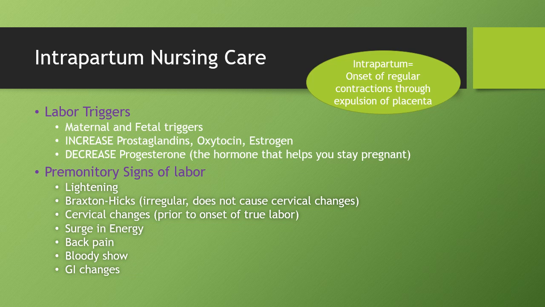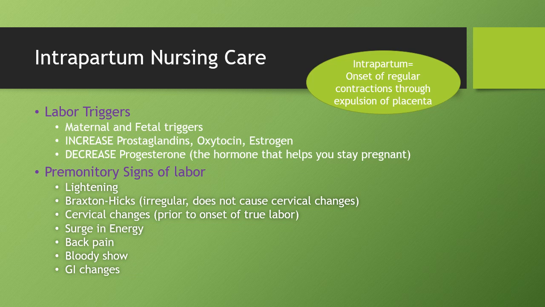Effacement is the shortening and the thinning of the cervix, and that's measured as a percentage. It starts out as 0% effaced when the cervix is long and closed, and then it becomes 100% effaced as the cervix is softened and becomes very short or flat. Dilation is enlargement of the cervical os, and that's measured in centimeters, between 0 when the os is very closed and tight, to 10 centimeters when it is fully dilated.